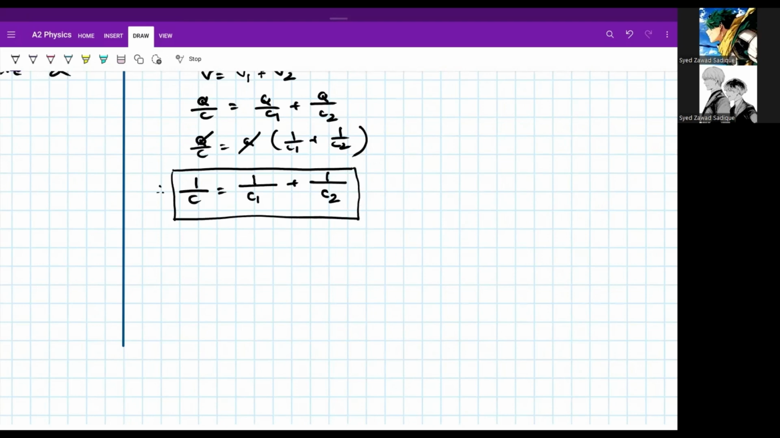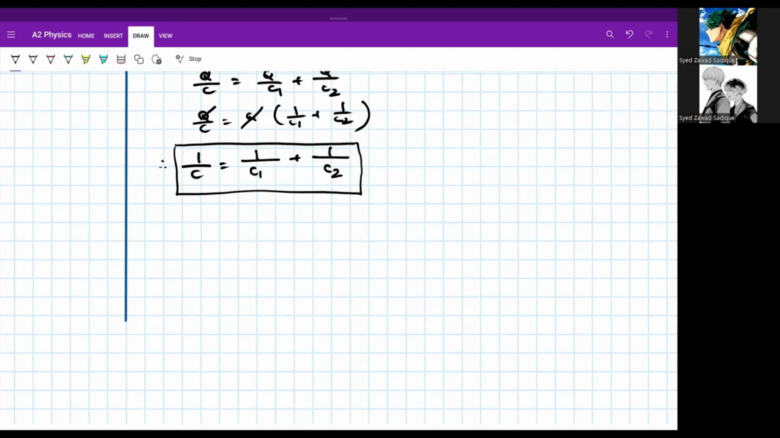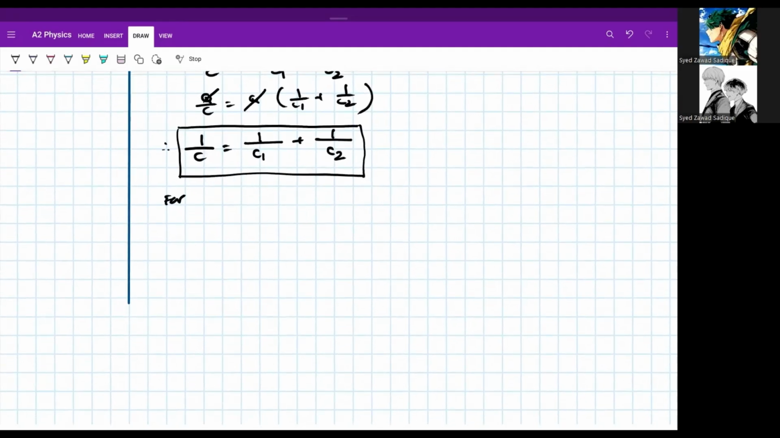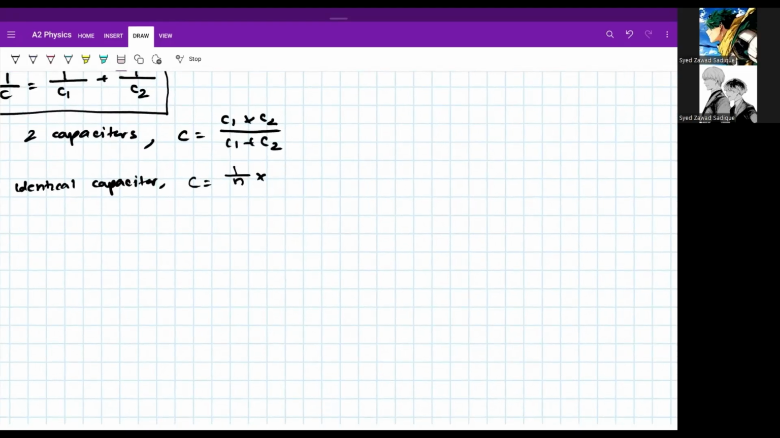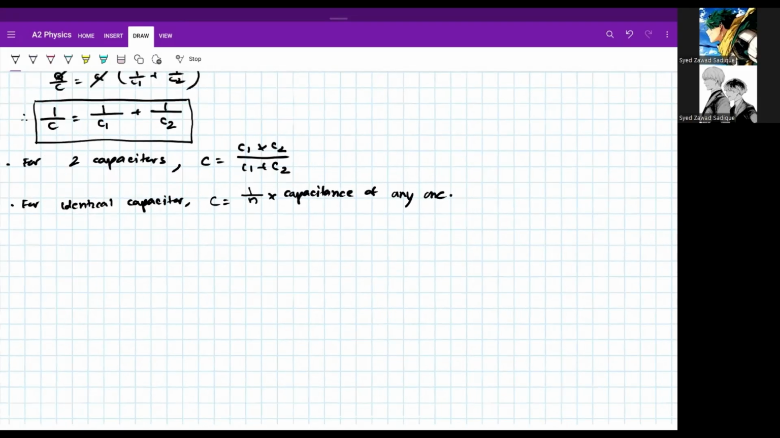And we can further modify this by saying for two capacitors, C is equal to C1 times C2 over C1 plus C2. And for identical capacitors, C is equal to 1 by N multiplied by the capacitance of any one. Okay, all right.